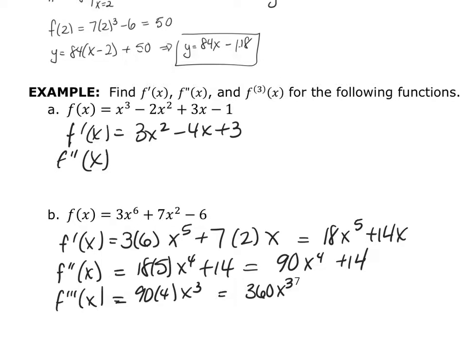Madison: 6x minus 4. And the third derivative. Who would like to give me the third derivative? Vicky: 6x. So, 6. Okay. How was that? Not too bad. Okay.